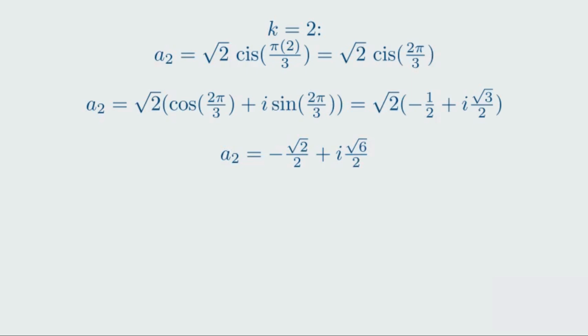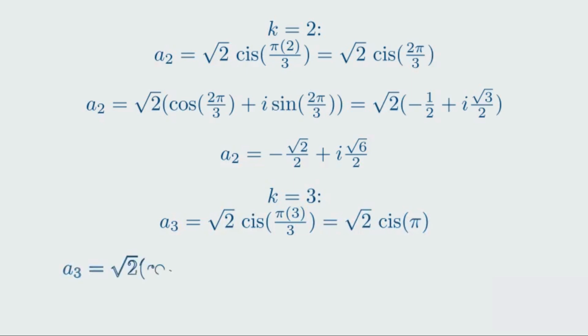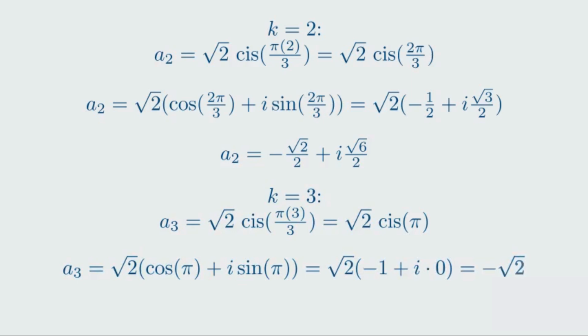Next, let's find the root for k equals 3. The angle is 3 times pi over 3, which simplifies to pi. So the root is square root of 2 cis of pi. The angle pi is on the negative real axis. The cosine of pi is negative 1, and the sine of pi is 0. So we have square root of 2 times negative 1, which gives us our fourth root, negative square root of 2. Just like a sub-0 was a real root, this root, a sub-3, is also a real root. It is the negative real sixth root of 8.